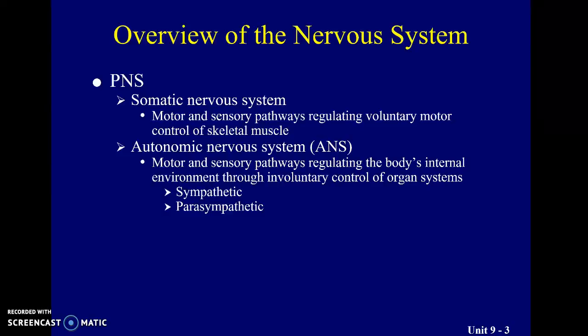The autonomic nervous system, this is going to be the control of smooth and cardiac muscle. So here we have, as indicated, motor and sensory pathways regulating the body's internal environment through involuntary control of organ systems. This will be controlled or made possible by the sympathetic nervous system and the parasympathetic nervous system. Each is going to be operating independently to maintain homeostasis, and then, as we'll talk about later, what can happen is one can ultimately take over for the other and cause a balance that are going to increase or decrease certain activities.